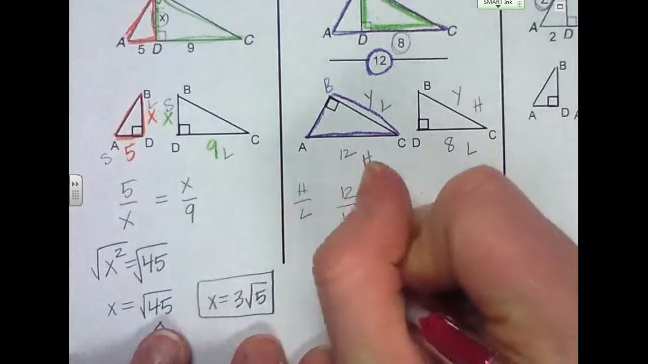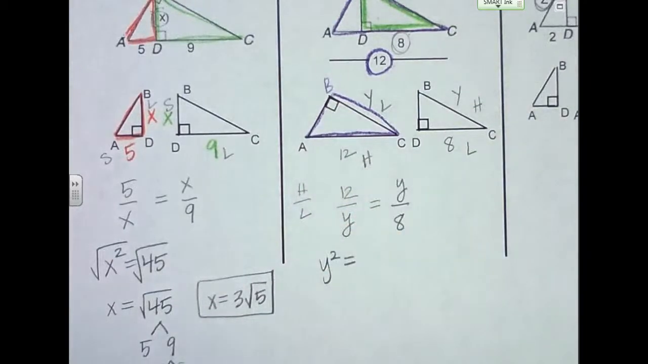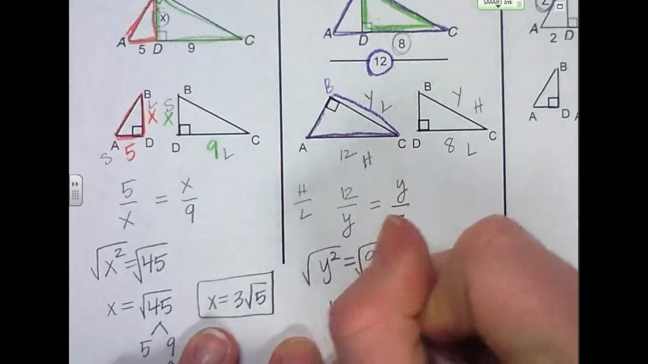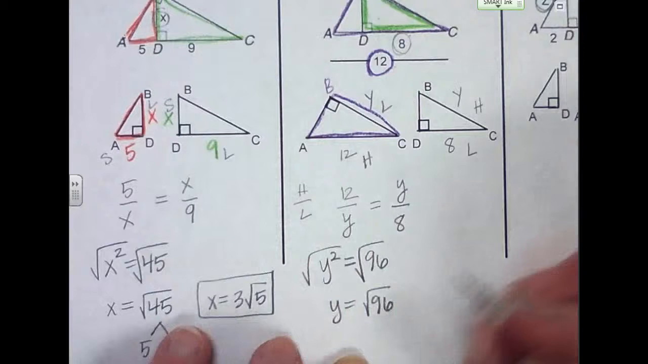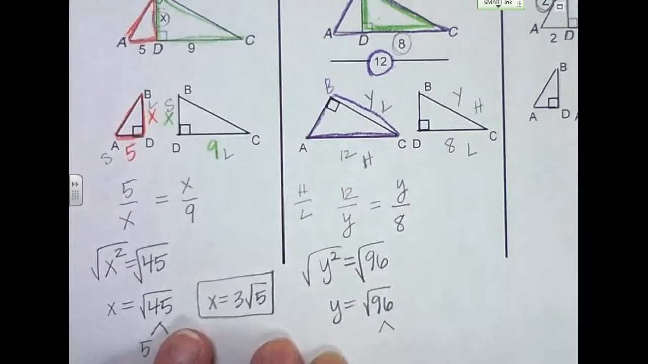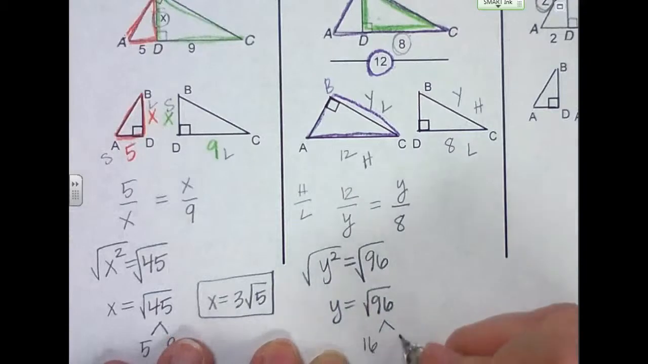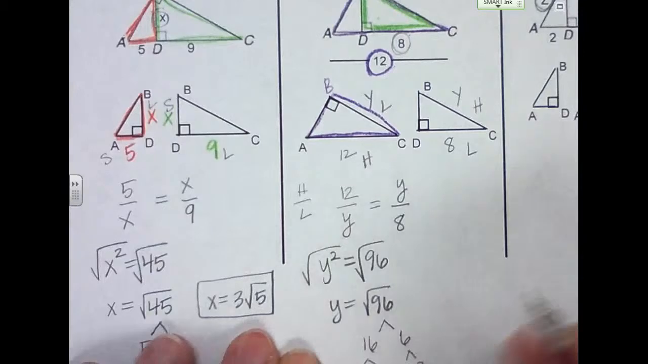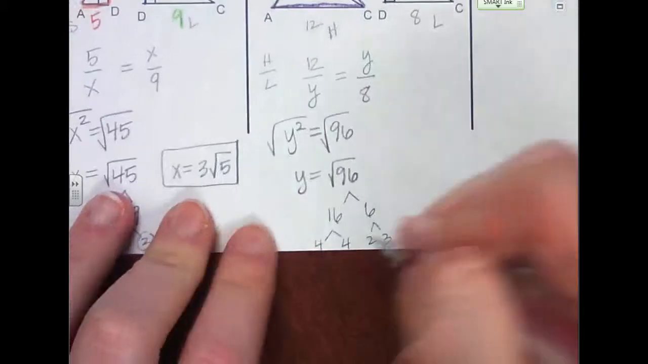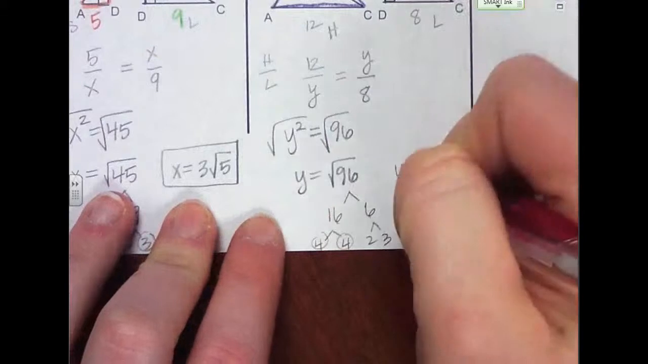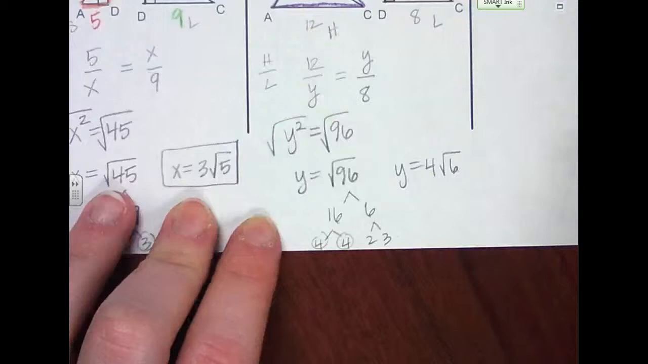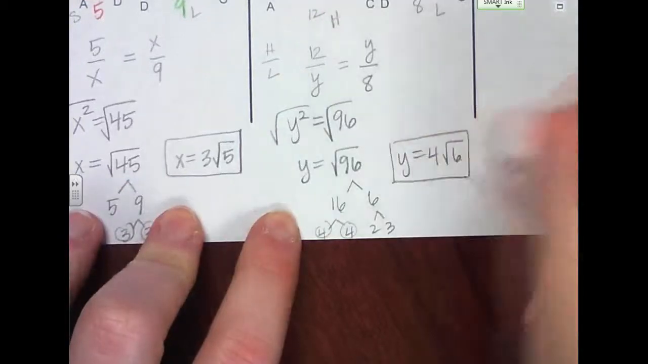So if we solve that, we get y squared equals 96, take the square root. So y equals the square root of 96, and let's break that down. It breaks up into 16 times 6. So this one is 4 times 4 and 2 times 3. So I have a pair of 4s. So y equals 4 square root of 6. The 6 comes from this 2 and 3 that don't have pairs. So now we solved for y.